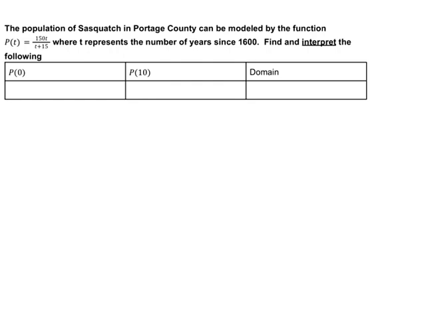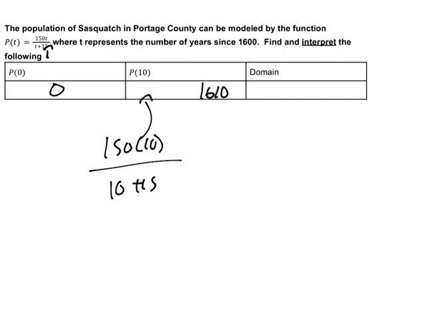Okay, population, modeled, input 0. If I input 0 here, it's obvious the population is going to be 0. If I input 10, that's going to give me 150 times 10 all over 10 plus 15, which ends up simplifying to... actually don't have the value, but this is the population in 1610. So whatever this value simplifies to is what you get. 1,500 divided by 15. Okay, good. Sorry, divided by 25, not 15, gives me 60.